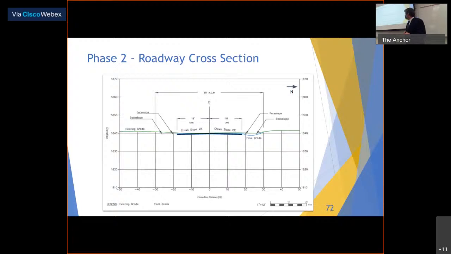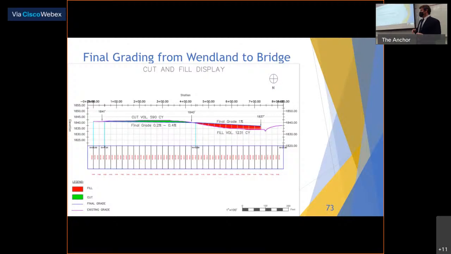And then for our final grading, Patrick modeled this in Civil 3D, and we were able to get the cut and fill of what we need to grade this. We want to knock our elevation down to 1841, just right below what it is now. And we wanted to grade it to 1840 to face the start of phase one.